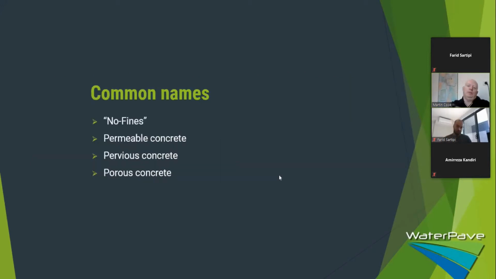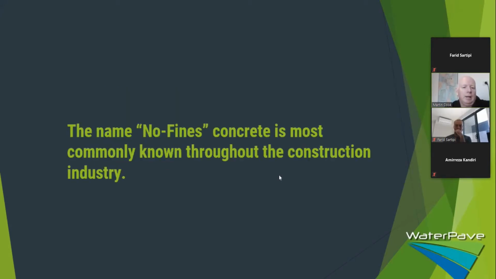And the most common name that you'll find in the industry, I suppose, is no fines, the one that everybody really relates permeable concrete to. And then the lesser names are permeable concrete, pervious concrete, which is used a lot in the States and in Europe, and then you've got porous concrete. They all mean the same and do the same, just depending on where you live, it has a different name. Here in Australia, no fines has probably been the most commonly used.